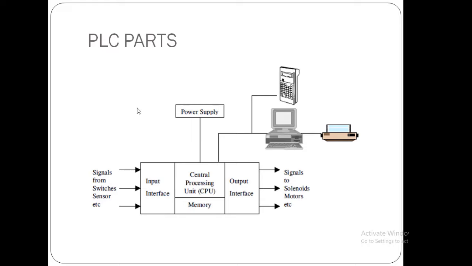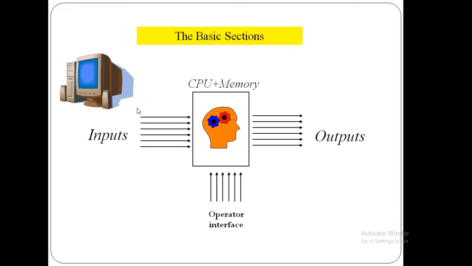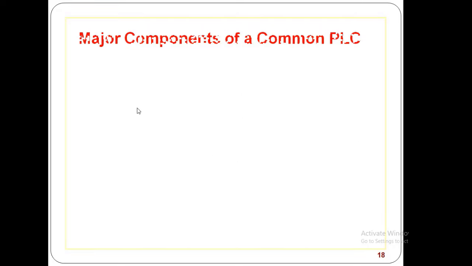PLC parts, which I have already discussed with you, are the input side, output side, CPU, its memory, and its power supply. On the input side we connect its inputs, as I have discussed earlier, and on the output side we connect outputs like motors, solenoids, bulbs, etc. The operator interface consists of CPU, memory, and its connecting wires, programming wires.